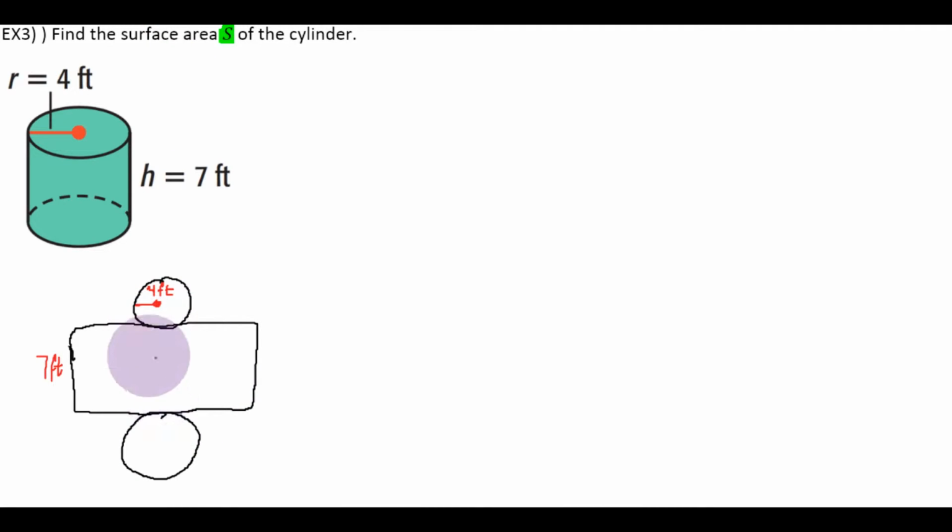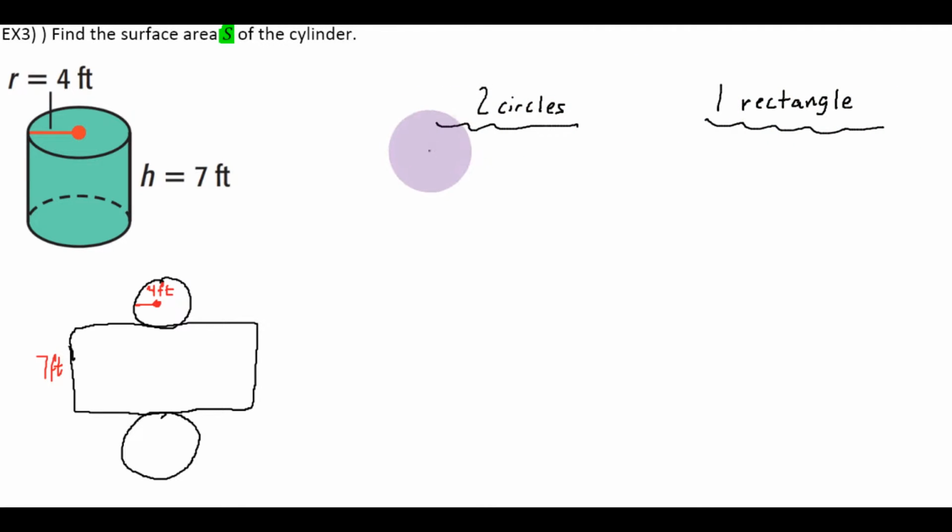Alright, so I have two circles and one rectangle here. Let's just make that note real quick. Two circles, I have one rectangle. And now let's find the area of both of these shapes. So let's write those formulas down. The area of a circle is equivalent to pi r squared. The area of a rectangle is equivalent to length times width.